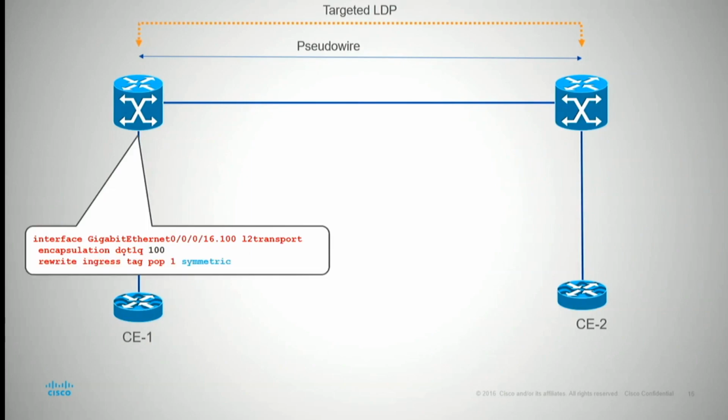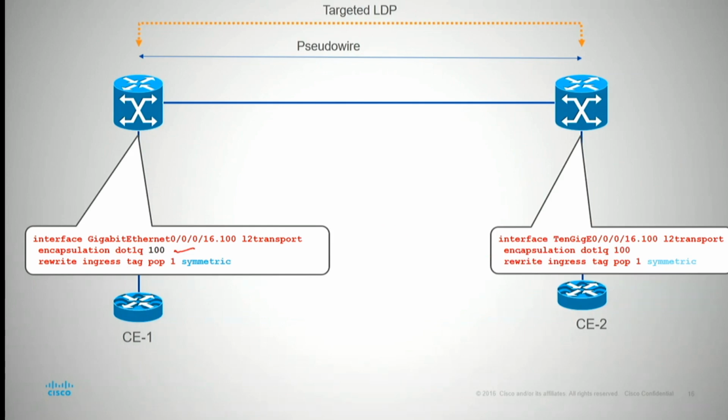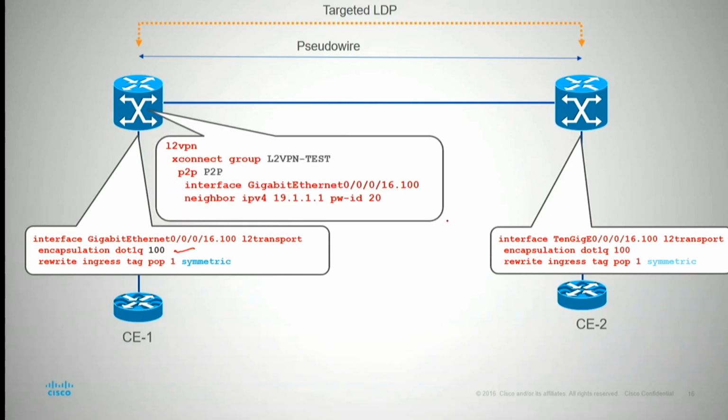So here we could see the configuration for that Ethernet flow point. It is the same as discussed earlier. So this is the L2VPN configuration for PE1. Here we could see cross connect group L2VPN test, then P2P, which I have defined as point to point. This is the attachment circuit, and this is the neighbor IP address, 19.1.1.1. This is the pseudo-wire ID. This pseudo-wire ID should be the same on both sides, then only will the pseudo-wire come up fine.